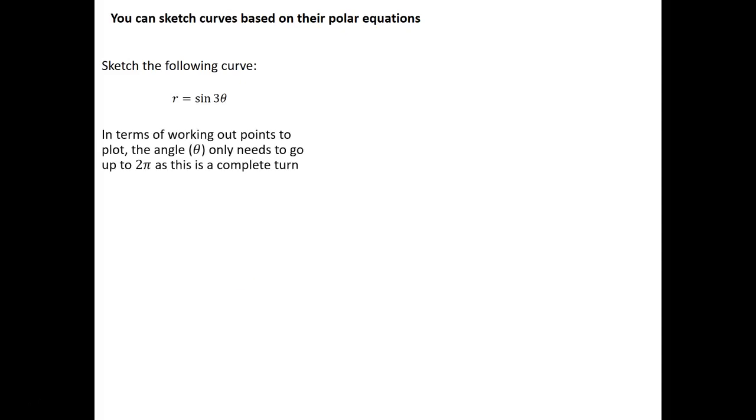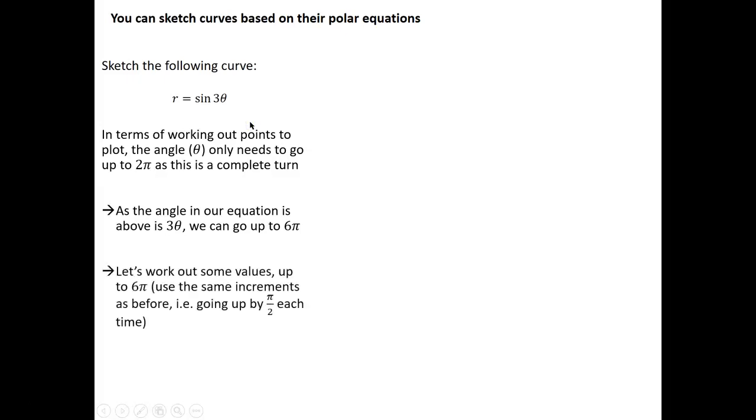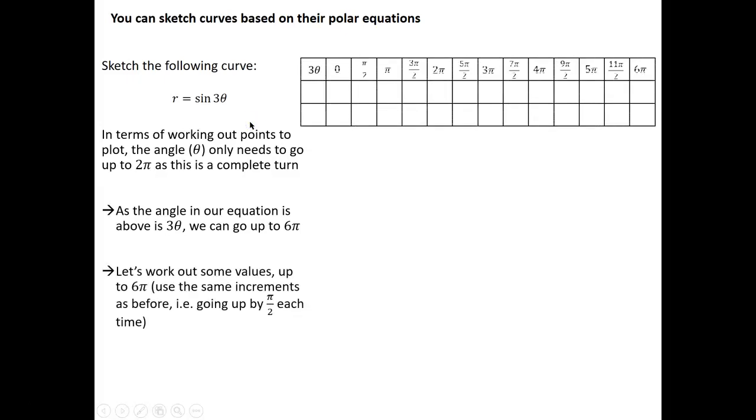So to work this out, our angle that we're plotting only needs to go up to 2π, as this is a complete turn. As the angle in our equation is 3θ, then our steps are going to go up to 6π. We're going to go in increments of π/2. So here's our table.